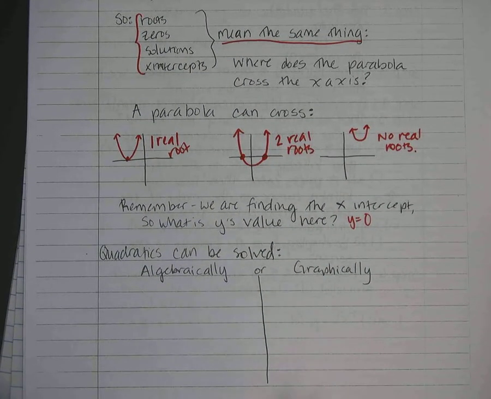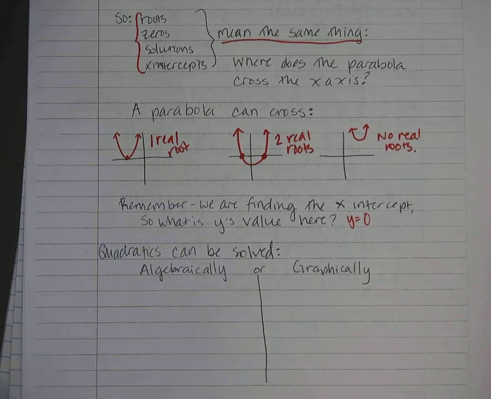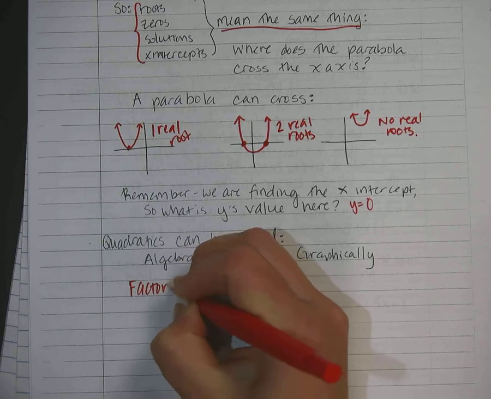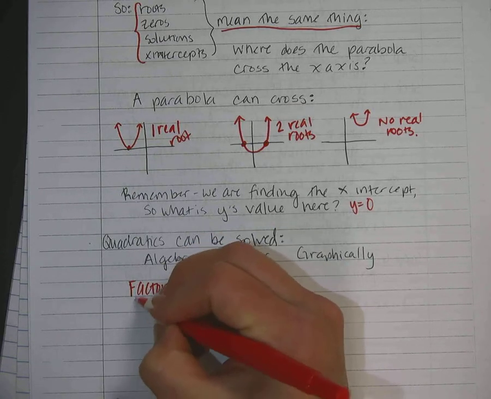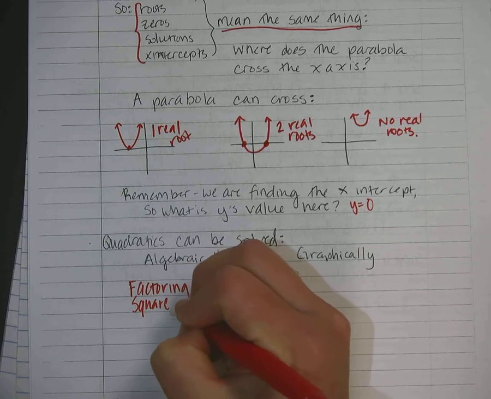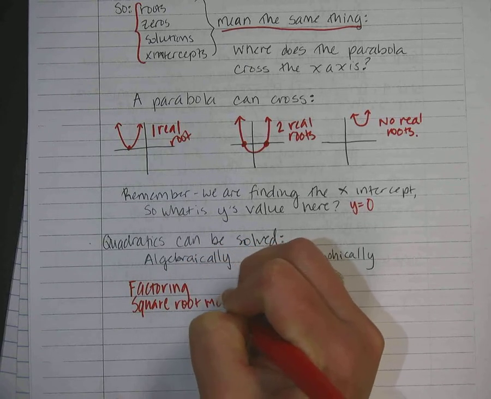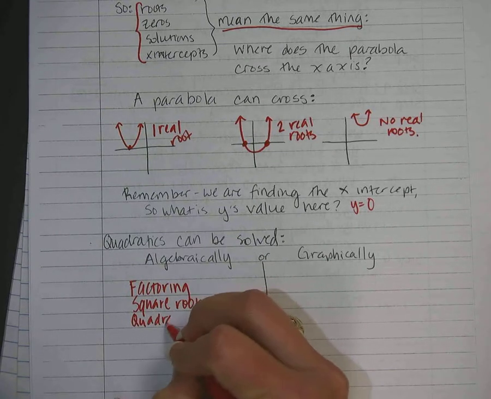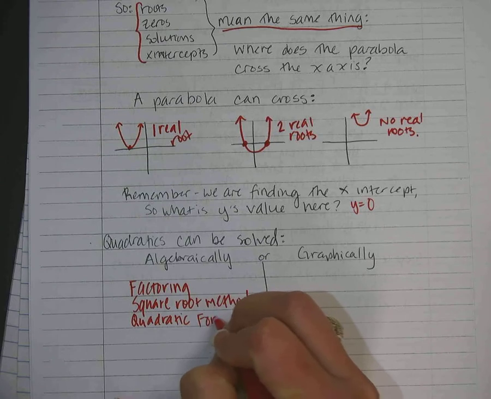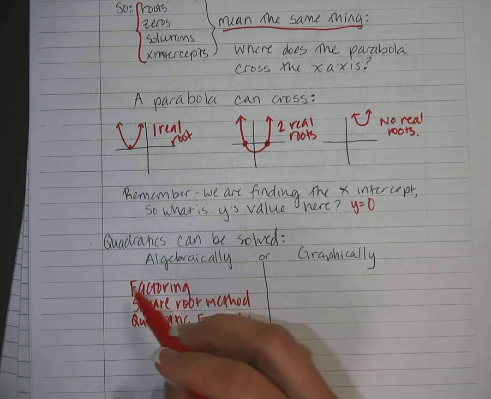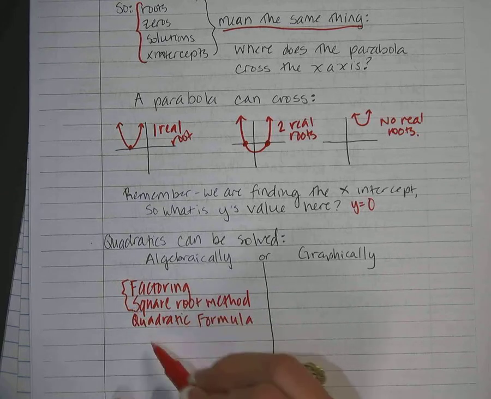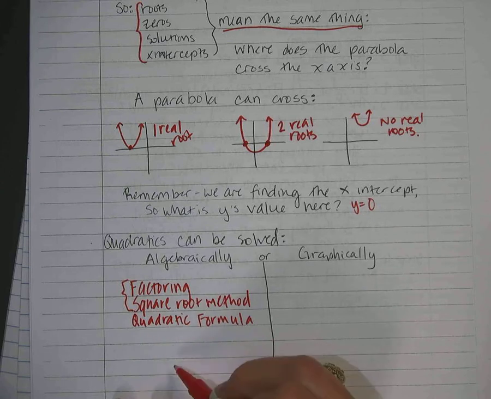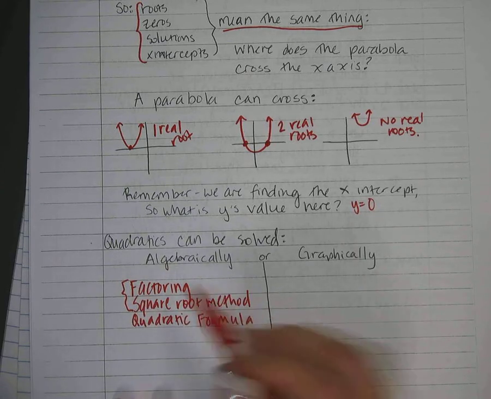Now, quadratics can be solved so many different ways. We're only going to study a few of them. Algebraically, they can be solved by factoring, square root method, and quadratic formula. Now, these two y'all are going to do while I'm gone. And quadratic formula I'll do with you whenever I come back. There's other ways to solve quadratics, but we're not going to go into it. We're just going to do these right here.